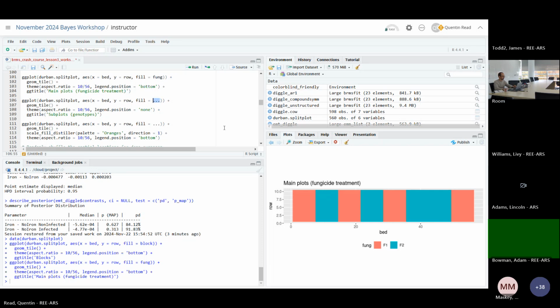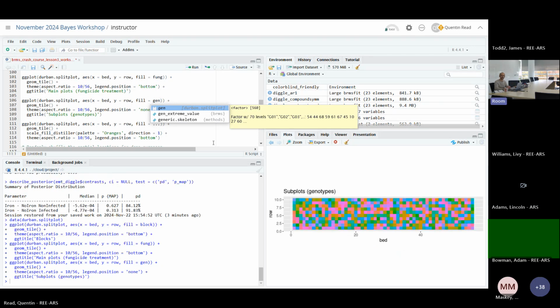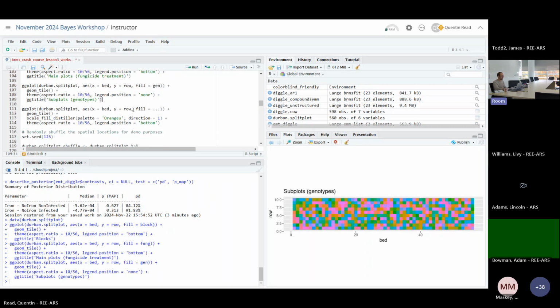And let's also look at genotype. Where are the genotypes? So you can see where the subplots are. There's a lot of different genotypes in tiny little plots within those main plots. Call them subplots. And lastly, I would like to show you the yield response variable.